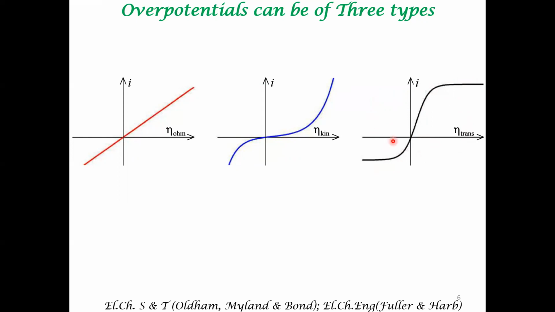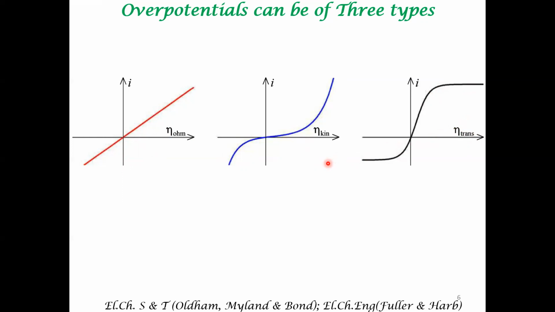Such a behavior is attributed to a different kind of physicochemical process. We will address this at a later stage. Right now we are just documenting that there can be three kinds of behavior. This is called the ohmic overpotential. This is called the overpotential associated with transport of ions to the electrode surface. The diffusion or mass transfer of ions to the electrode surface becomes limiting, and because of it, there is a saturation of current.